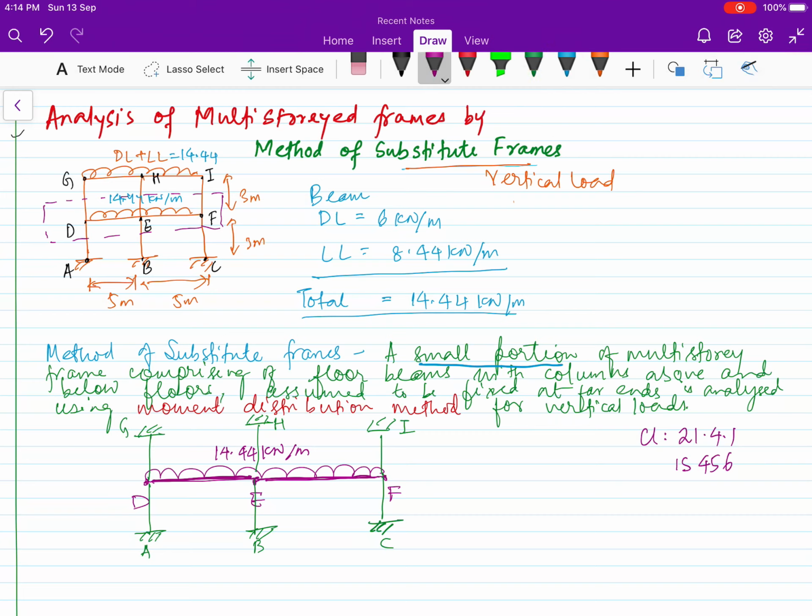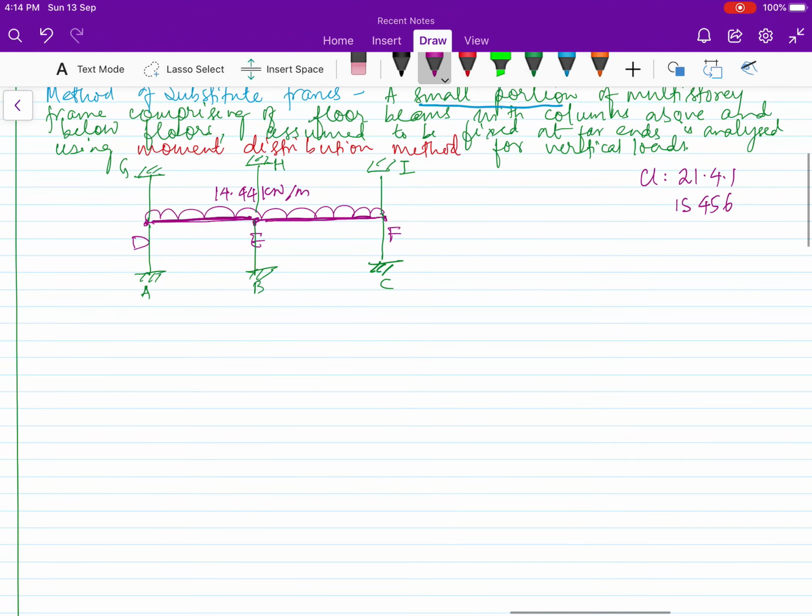Now, in the moment distribution method, we have to calculate the fixed end moment and distribution factor in the first step. The fixed end moment is WL square by 12, because it's a UDL W. Here the UDL is 14.44, and the span length is 5 meter, so 14.44 into 5 square by 12. So we have got 30 kilonewton meter. Now the distribution factor we will calculate.